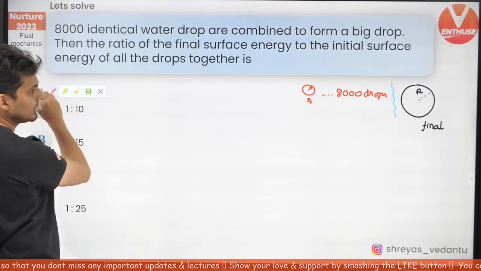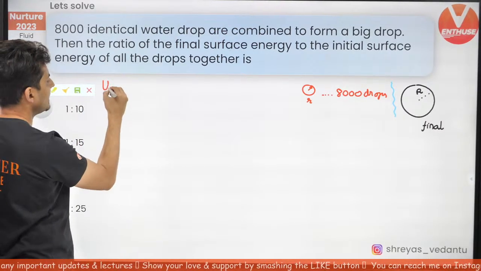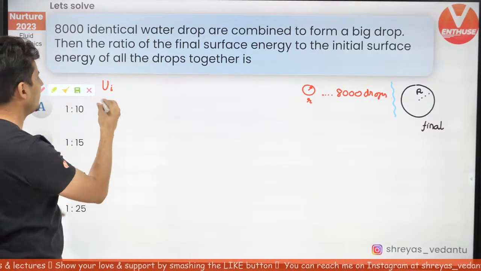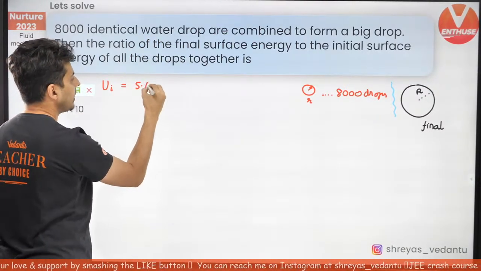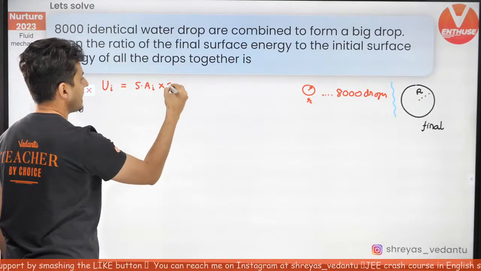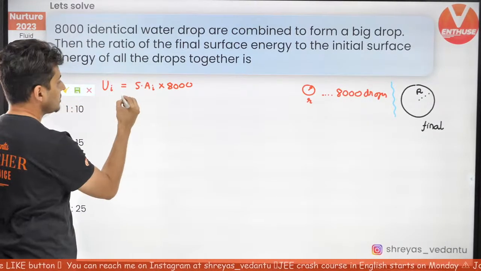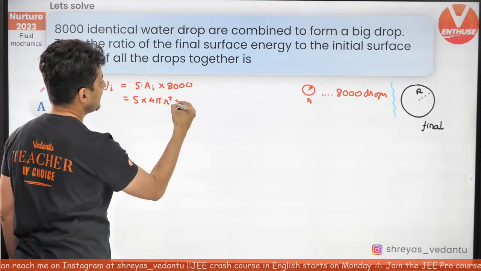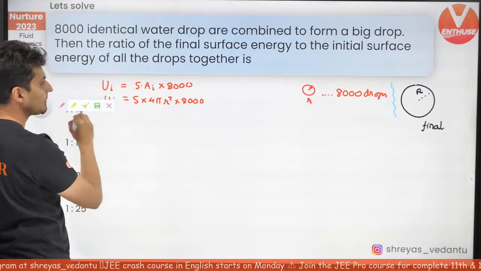But before doing that, I have a simple logic, but okay, let's do this. Initial energy, 8,000 identical drops, they combine. So initial energy will be S into area initial, but there are 8,000 of them. Each drop will have its own area. So it will be S into 4 pi r square into 8,000. So this is my initial energy.